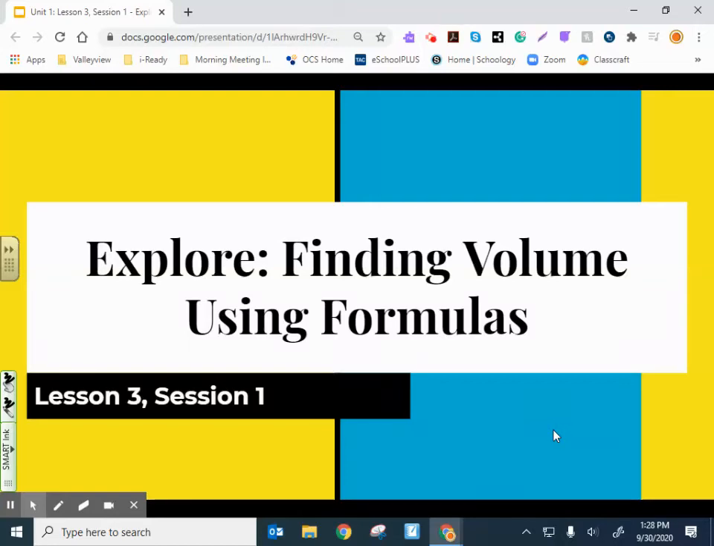All right, we are moving on to lesson 3 in our quest to learn how to find the volume of something. Except for this one, we are going to be using formulas, which is another way of saying that we're using multiplication problems to find that volume. So we'll demonstrate a few of those and show you the formulas that we'll be using.